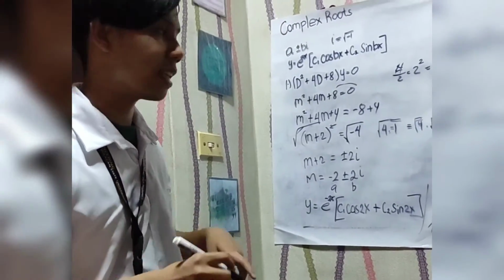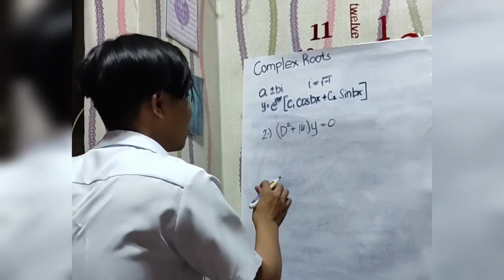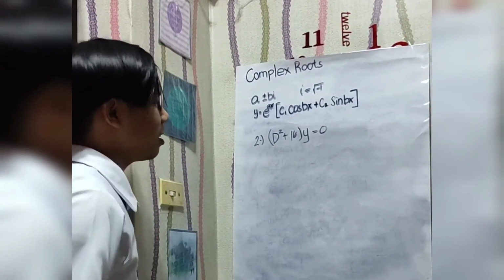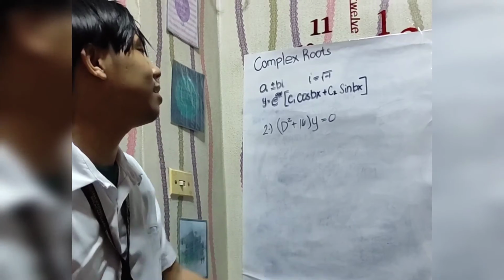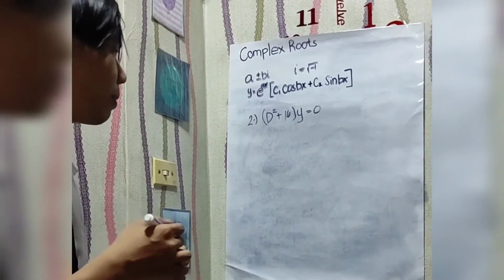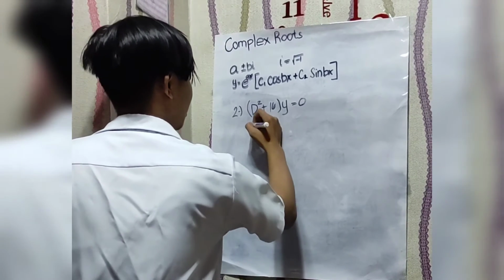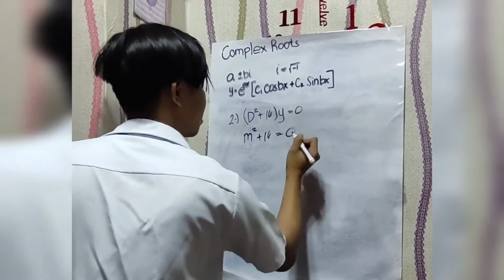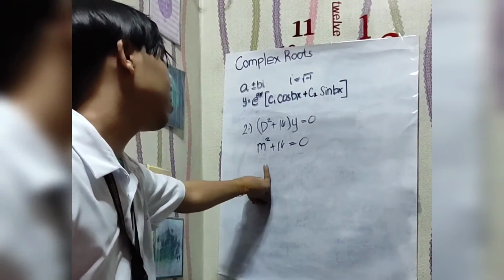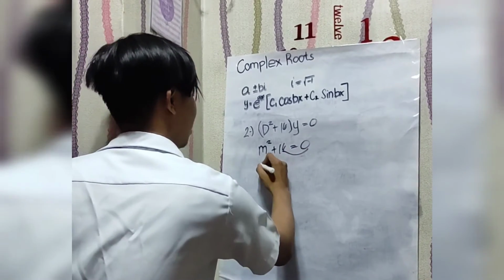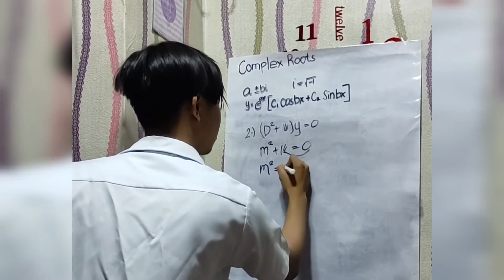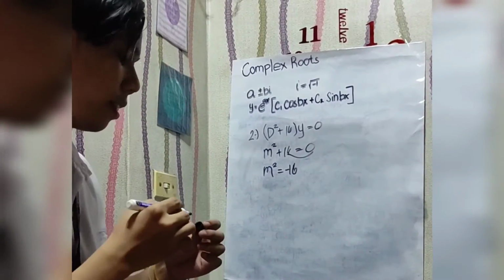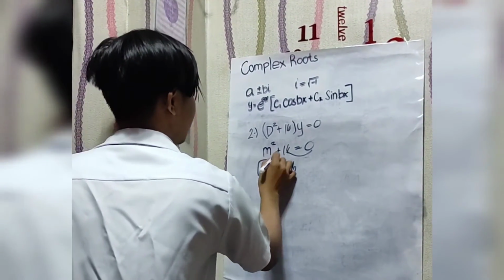So, another example po. Second example na po tayo. Quantity d squared plus 16 times y equals 0. Ilipat na po natin siya sa auxiliary equation niya, which is m squared plus 16 equals 0. Lipat po natin to. Mas madali ngayon. So, m squared is equals to negative 16. Yung lipat mo, magbabago yung sign. Square root natin para makancel ng squared.